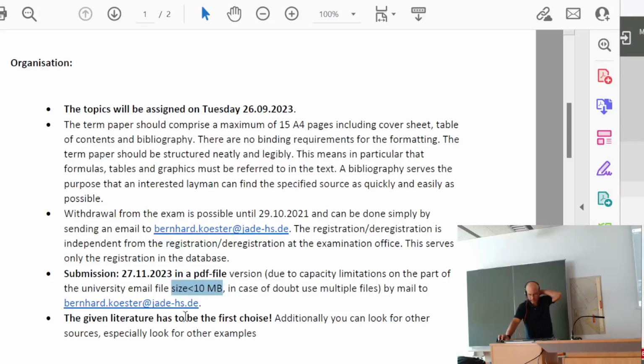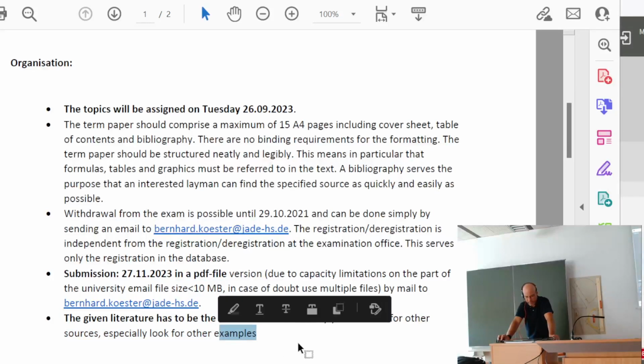Yeah, the literature will be mainly the books I showed you, and then you can go further. Of course, the main part, the theoretical part, you will directly find in these books, and then you can go further, and especially look for examples you can use for this.